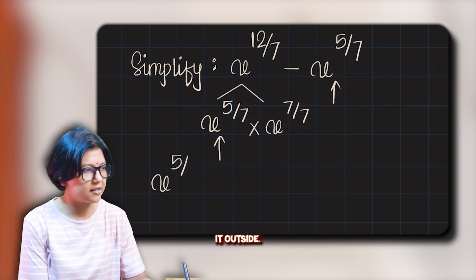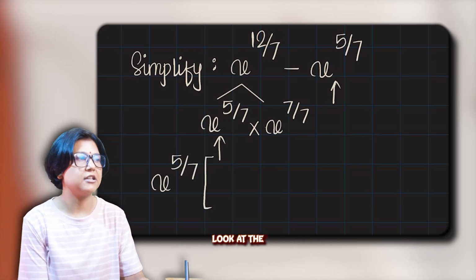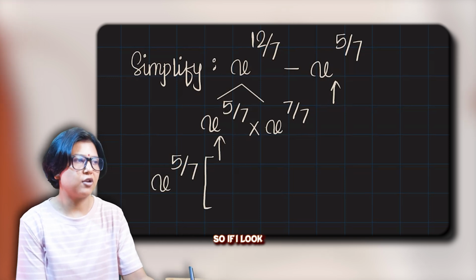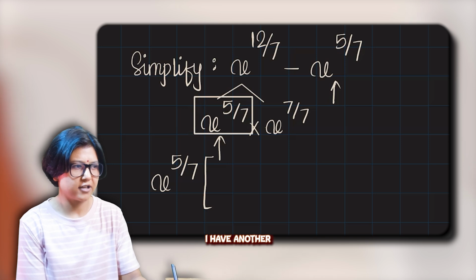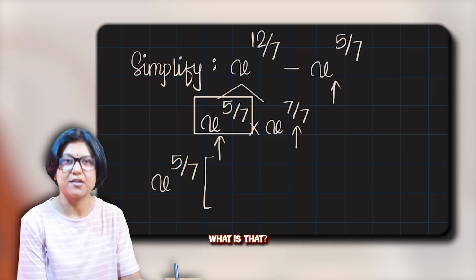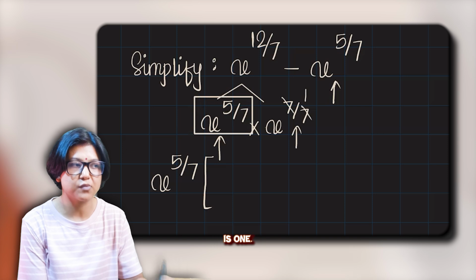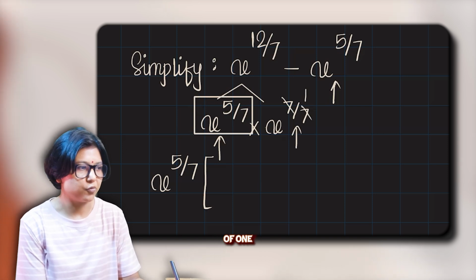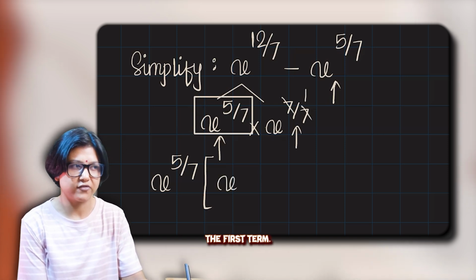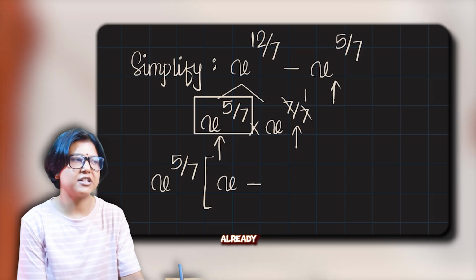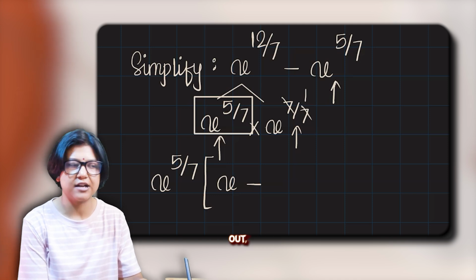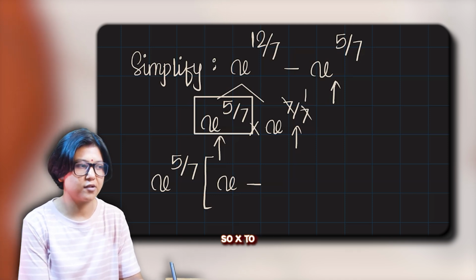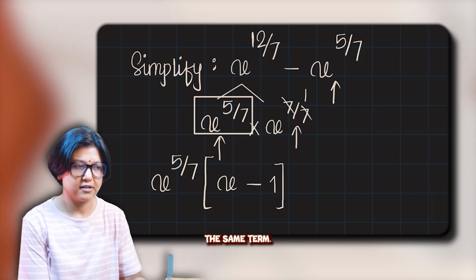You write it outside, and then we look at the uncommon part. If I look at the first term, apart from x to the power 5 by 7, I have another term, x to the power 7 by 7. What is that? 7 by 7 as in the power is 1. So x to the power of 1 is what I have remaining from the first term. And because I've already taken out x to the power 5 by 7 completely, if I'm factorizing it out, all I have is nothing remaining. So x to the power 5 by 7 times 1 can only give me the same term.